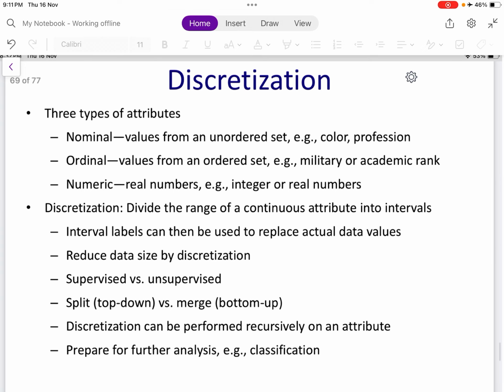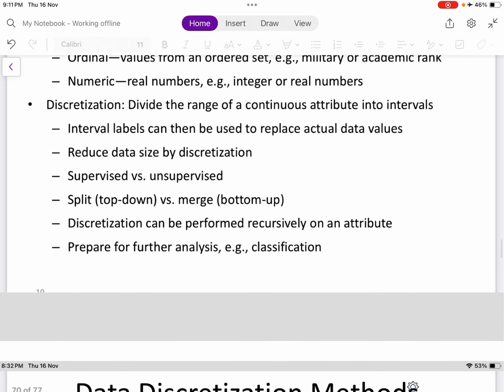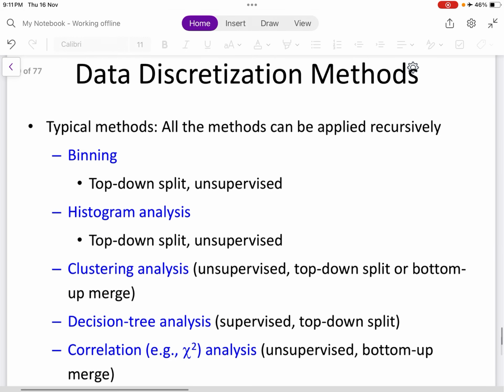Supervised versus unsupervised. Split top-down versus merge bottom-up. Discretization can be performed recursively on an attribute. It prepares data for further analysis. Data discretization methods: typical methods, all of which can be applied recursively.